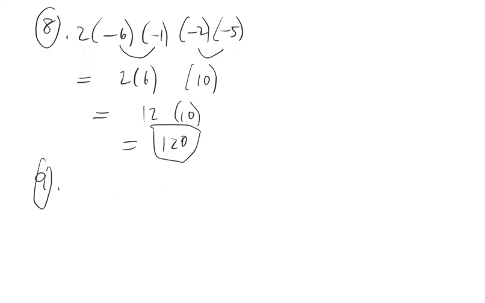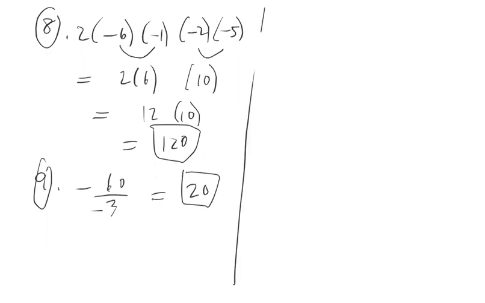And then you have on the next problem, negative 60 divided by negative 3. And that's equal to 20. So that was pretty simple because 3 goes into 60 20 times, and a negative divided by a negative is a positive. Now we go to problem 10.